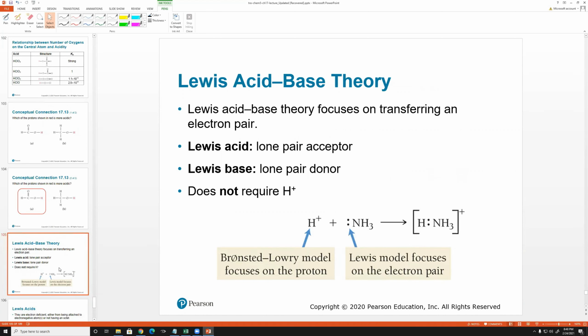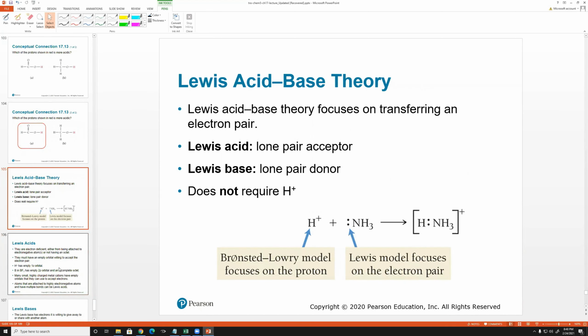And then the last thing is Lewis acids and Lewis bases. We kind of talked about the definition of these already, but Lewis was another scientist who came up with this description, the Lewis acid-base theory, where a Lewis acid is a lone pair acceptor. As opposed to Bronsted-Lowry, which talked about a proton donor and proton acceptor, another way to look at it is a lone pair acceptor and a lone pair donor.